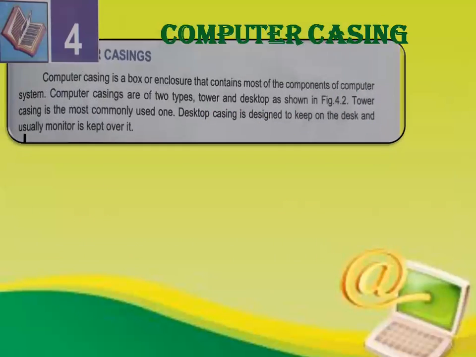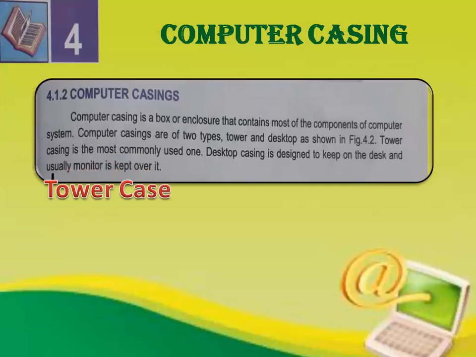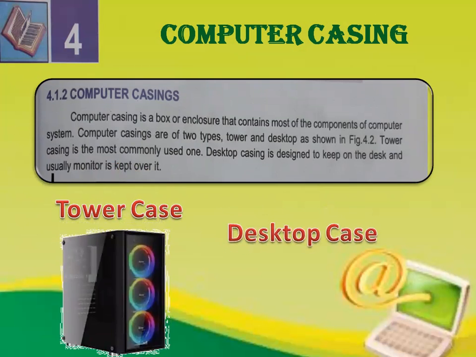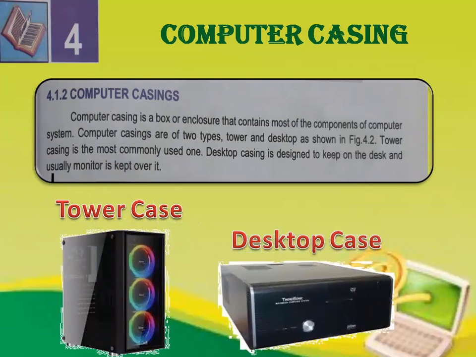The next topic is computer casing. Computer casing is a box or enclosure that contains most of the components of a computer system. Computer casings are of two types, tower and desktops. As you can see in the picture, the tower case and the desktop case. Tower casing is the most commonly used one. Normally we use a tower case. Desktop casing is designed to be kept on the desk and usually the monitor is kept over it.